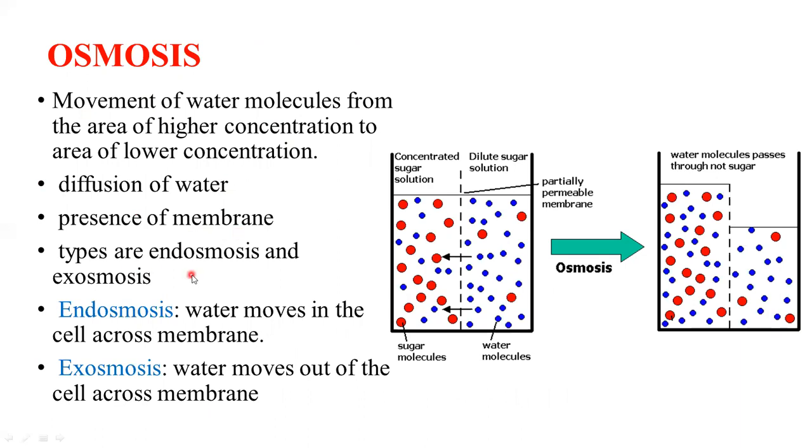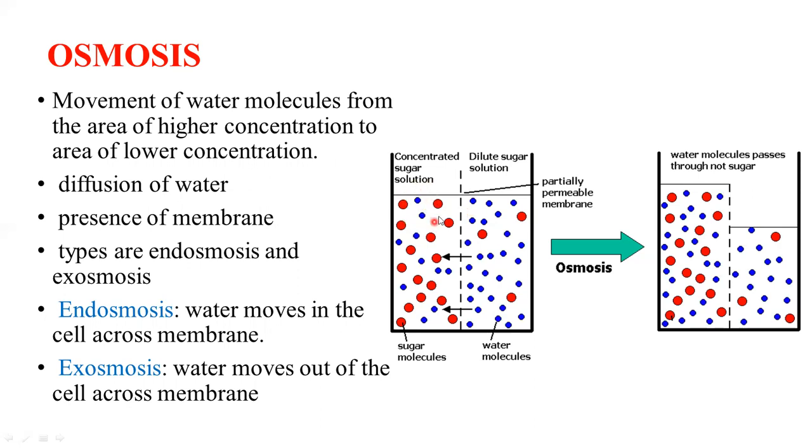There are two types of osmosis: endosmosis and exosmosis. In endosmosis, water moves into the cell across the membrane, while in exosmosis, water moves out of the cell across the membrane. Here is a system in which the separation is with the help of a partially permeable membrane. This is a membrane which is porous. Partially or selectively permeable membrane means that it allows only a few substances to cross through it, and it acts as a barrier for other substances.